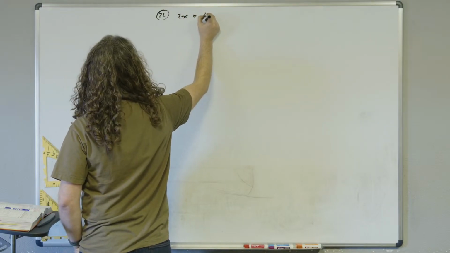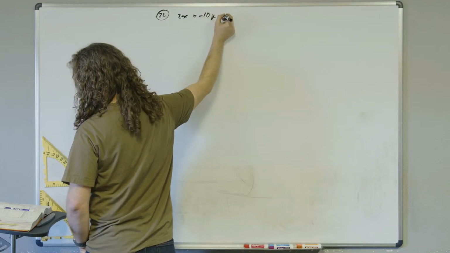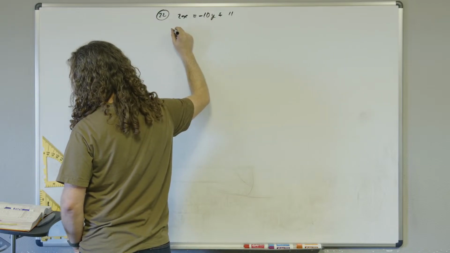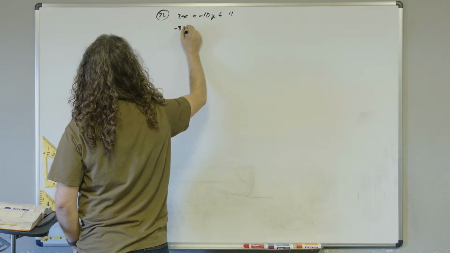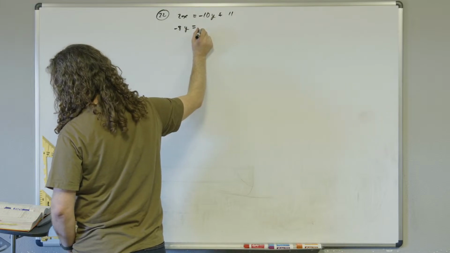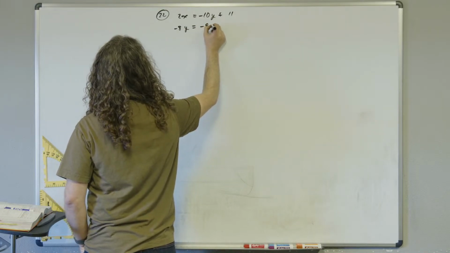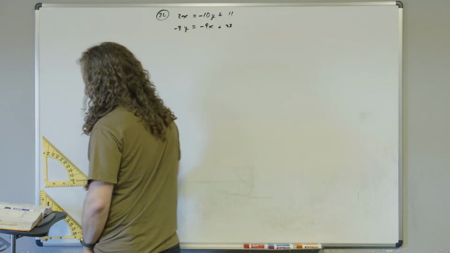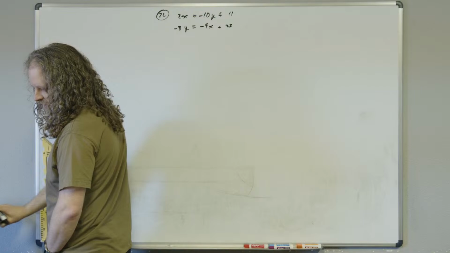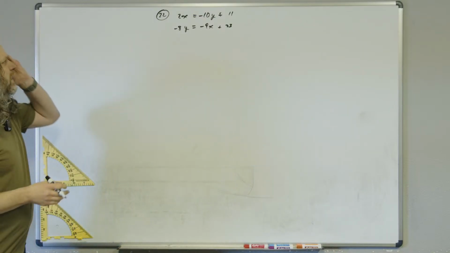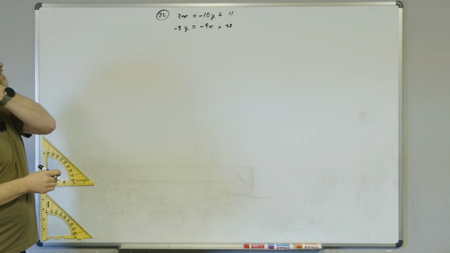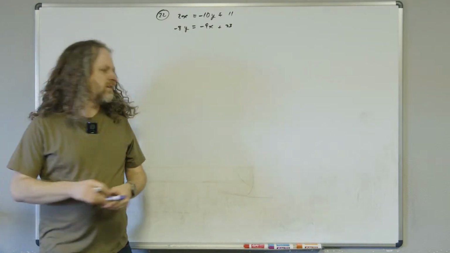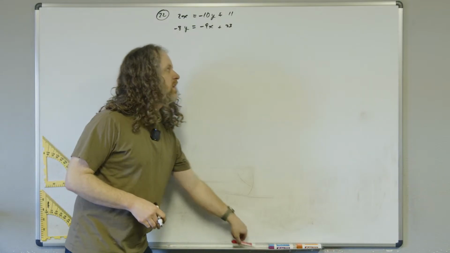Equals -10y plus 11 and -8y equals -9x plus 23. Now we're supposed to solve this using Gauss-Jordan elimination. So, what do we need to do first? Yeah, we got to get it into a format that we can actually put into an augmented matrix.